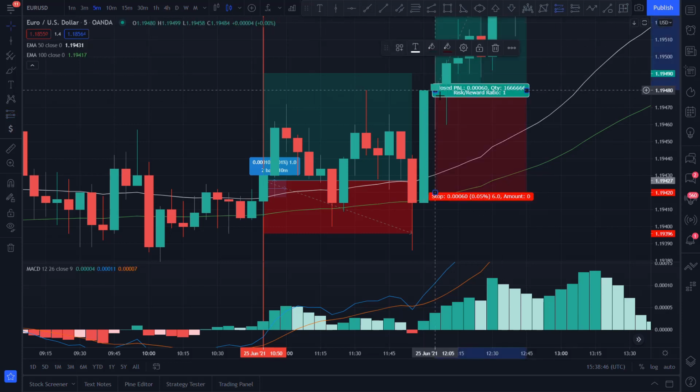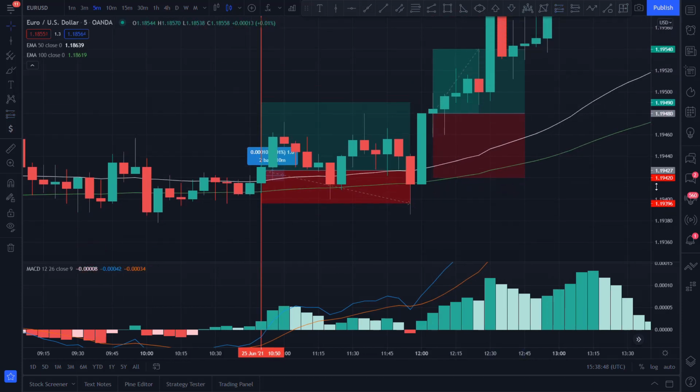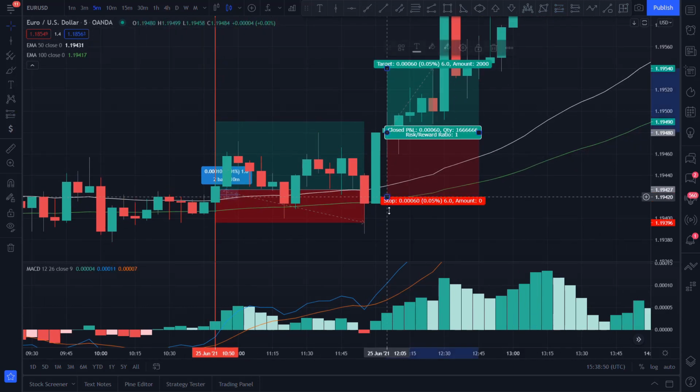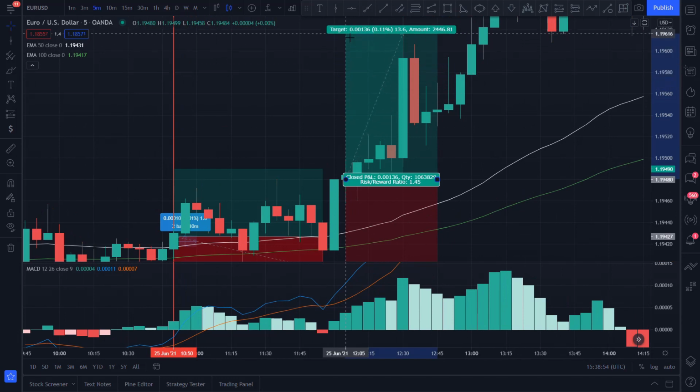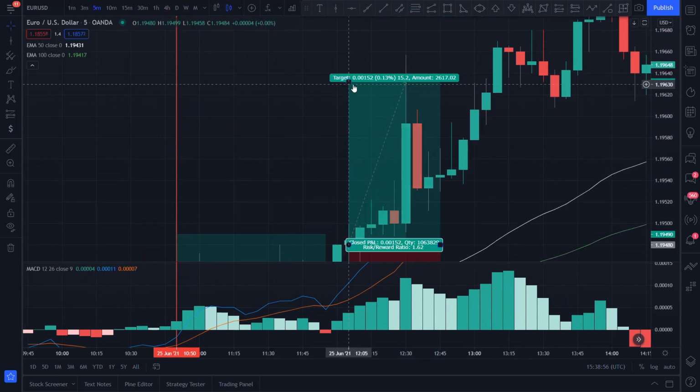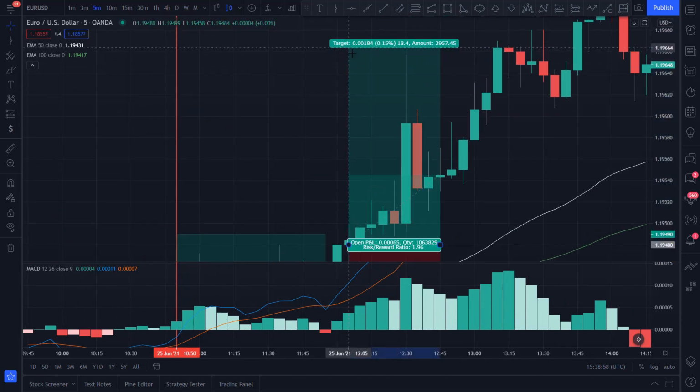So let's put an open position right there. Let's target the last pullback and target a 1 to 2 risk to reward ratio, which is going to be right around here.